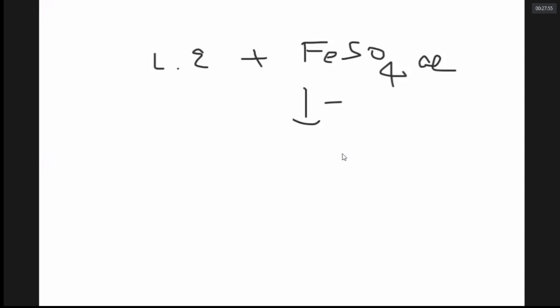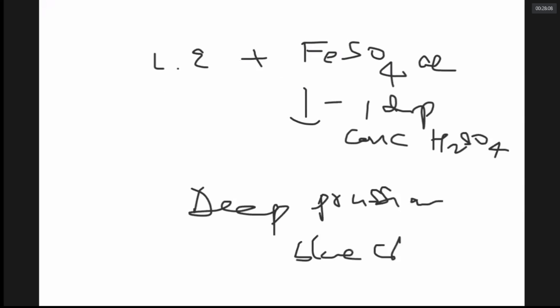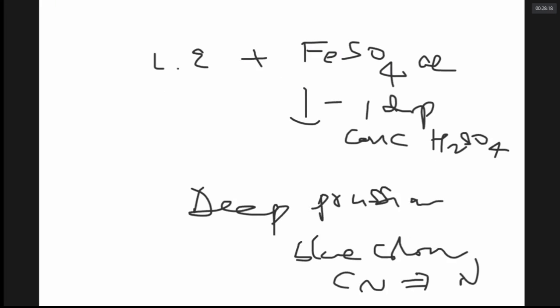How? You take Lassaigne extract, you add ferrous sulfate solution, you add 1 drop of concentrated sulfuric acid. If you are getting deep Prussian blue color, cyanide ion is present, it implies the organic compound has nitrogen. What is the test? Lassaigne extract plus freshly prepared ferrous sulfate and a drop of sulfuric acid. What do you observe? Prussian blue colored precipitate.